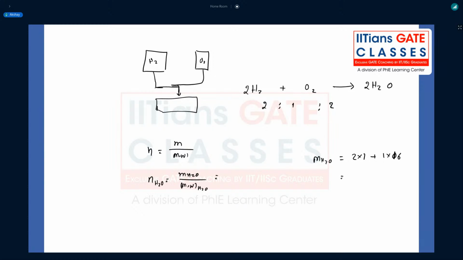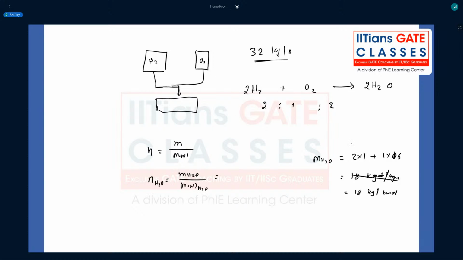So this is a molecular weight of H2O, that is usually in moles per gram or kilomoles per kg. Sorry, kg per kilomole. Right? So now, how many kgs of hydrogen we are using in the burning process? That is given in the question.